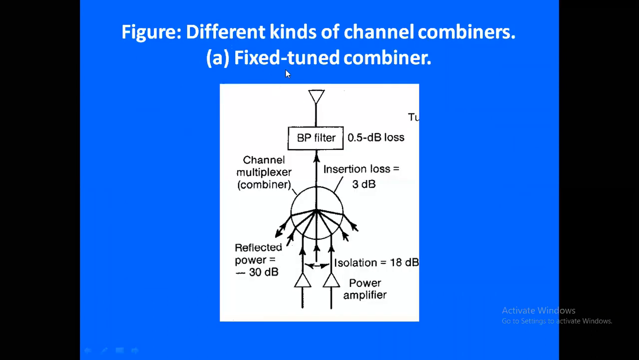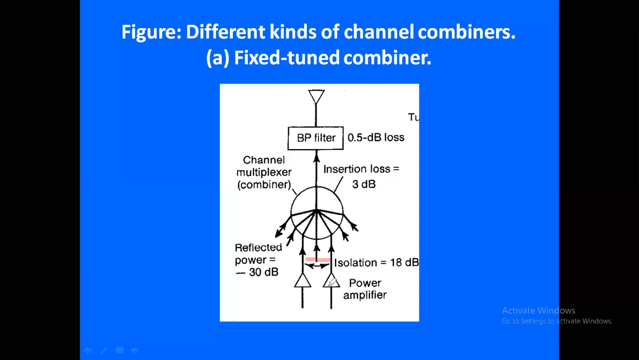So this is a fixed tune combiner. As you can see, the isolation between the channels is 18 dB. From here to here it is 18 dB, and from here to here it is 18 dB.